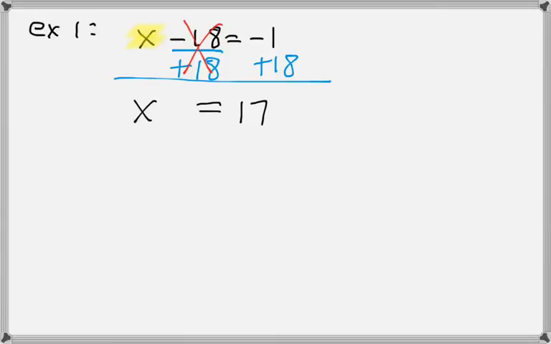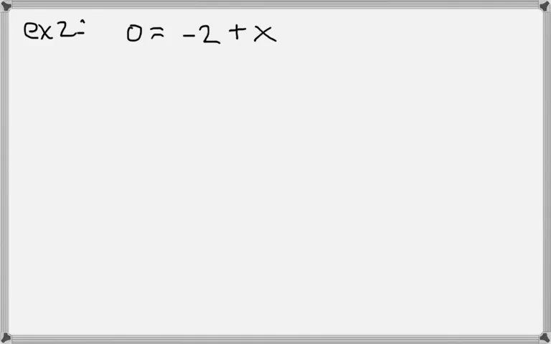Let's look at another example of a one-step equation. In this example, we have 0 equals negative 2 plus x. So again, we first need to identify what is the variable we want to solve for. In this instance, our variable is that x right there that I've highlighted in yellow. We need to see what is preventing him from being by himself. In this instance, it is that negative 2 right here that is preventing him from being by himself.